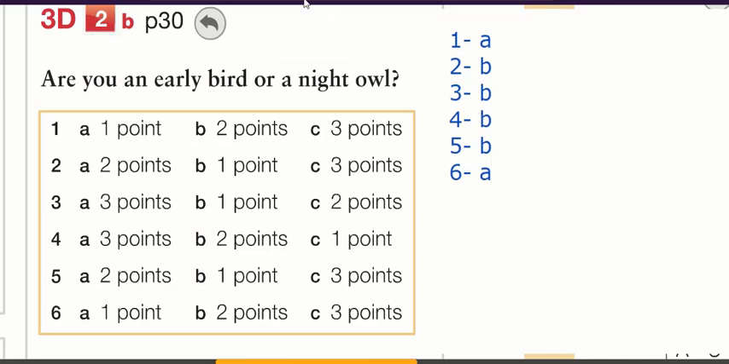Okay, so let's see here the answer, the score. This is one. For example, A, B, and C. So my answer is A. Two is B. Three B. Four B. Five B. Six A. Okay, so how many points do I have? 1, 2, 3, 4, 5, 6, 7. So I have here 7 points.